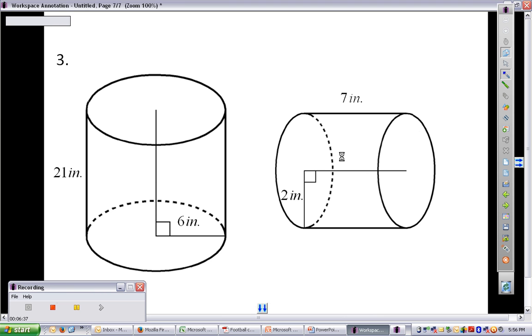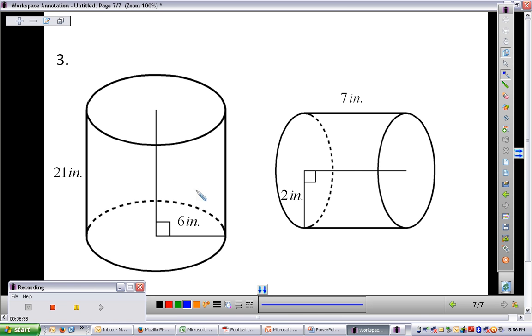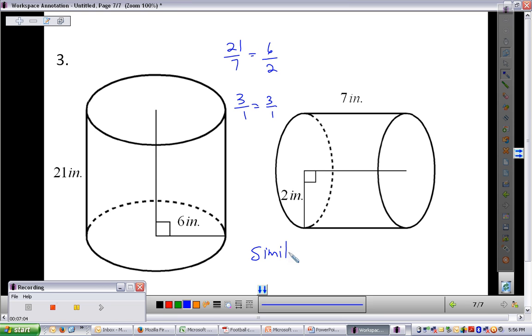One last one, two cylinders this time. Again, I'm going to read left to right. Setting this up, I have the height of one compared with the height of the other, 21 over 7, and the radius of one to the radius of the other, 6 over 2. 21 over 7 reduces to 3 over 1. 6 over 2 also reduces to 3 over 1. Again, not 1 to 1, but 3 over 1, making these similar.